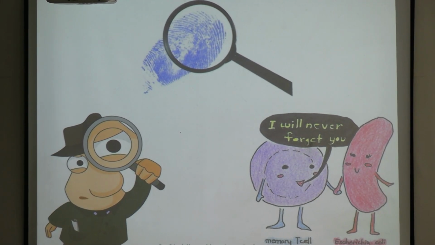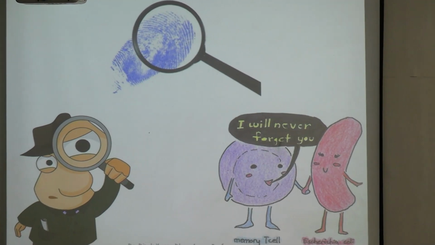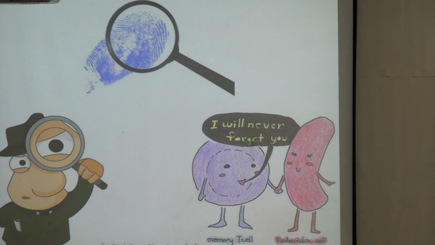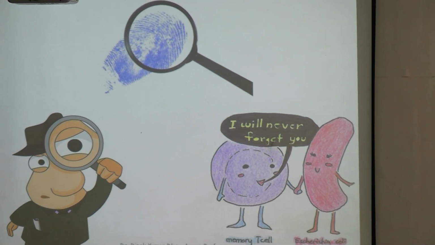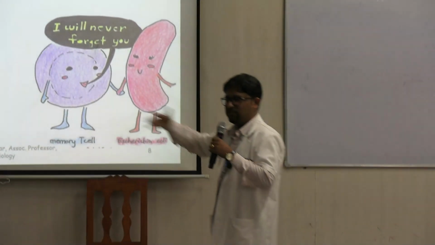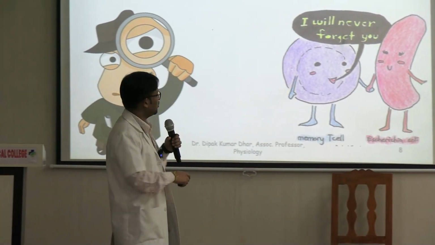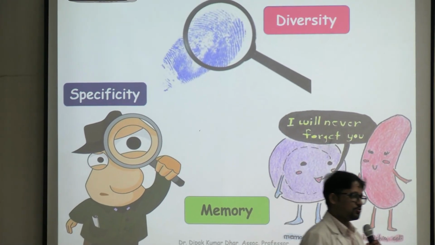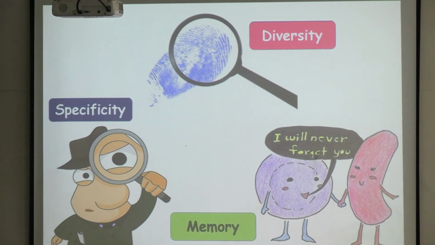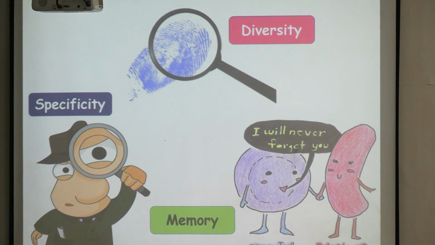Fingerprints are something more specific, and also for each individual it is specific. So it is a very diverse repertoire. So this is why this picture. So we are here, I'm talking of diversity. And the last one is specificity. So these are the three key attributes of the acquired or adaptive system, which is not present in the innate system.